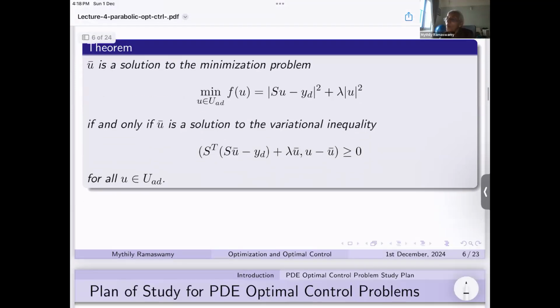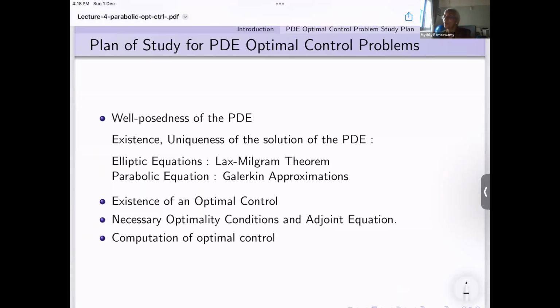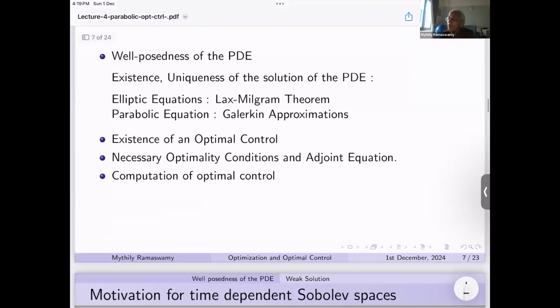So for the PDE optimal control, the plan will be first, as usual, well-posedness. In the elliptic case, we used the Lax-Milgram theorem, and in the parabolic equation, usually Galerkin approximation is useful. I will just recall it; let us not worry too much about the technical details. And then we go to existence and necessary optimality conditions.